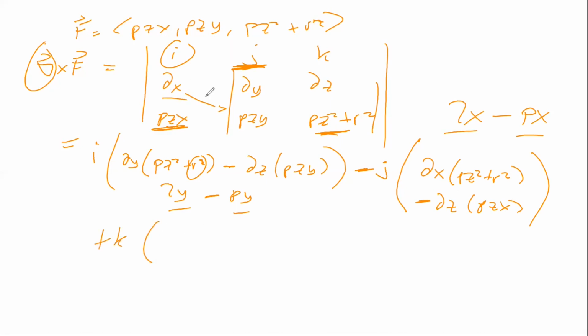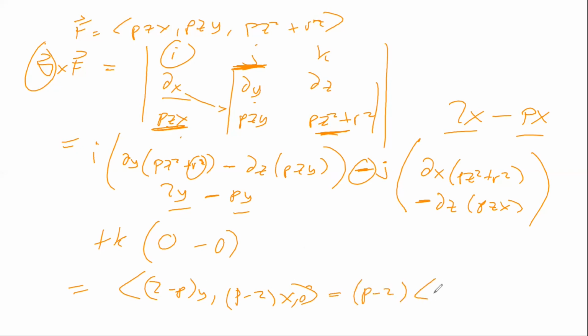Then finally we have plus k, and I think I did that before. That was 0, because x applied to y is 0, y applied to x is 0. So we end up with 2 minus p, and then p minus 2 if you account for that minus sign. Oh, I'm sorry, that's an x. So it's helpful to factor out that p minus 2, times <negative y, positive x>. So clearly, it's equal to 0 when p equals 2.